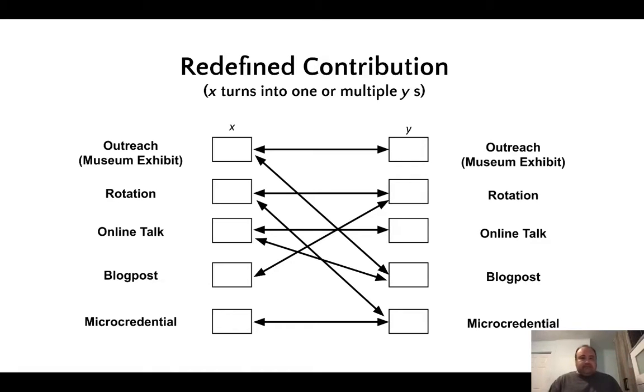One of these contributions in the X column can turn into multiple Ys, and what I mean by that is, let's say I start out with some sort of outreach thing. Say I do a museum exhibit and I want to drive that forward, maybe a virtual museum or a physical museum. Your goal is to drive it forward, but you end up making multiple contributions. You start working on your museum exhibit, you complete the task, and then the next step would be maybe to continue doing this.